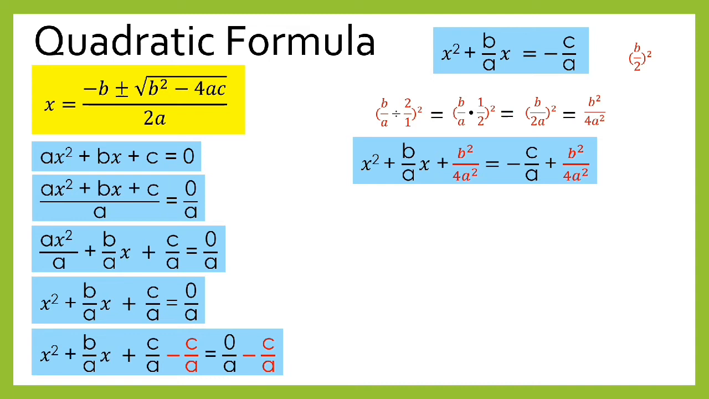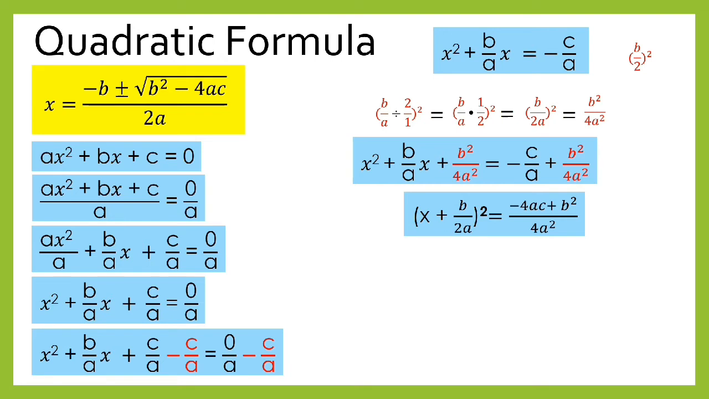Therefore, we now have x squared plus b over a x plus b squared over 4a squared equals negative c over a plus b squared over 4a squared. The fourth step is to express the perfect square trinomial on the left side of the equation as a square of a binomial. Square root of x squared is x. Square root of b squared over 4a squared is b over 2a. Copy the sign of the middle term, which is positive.